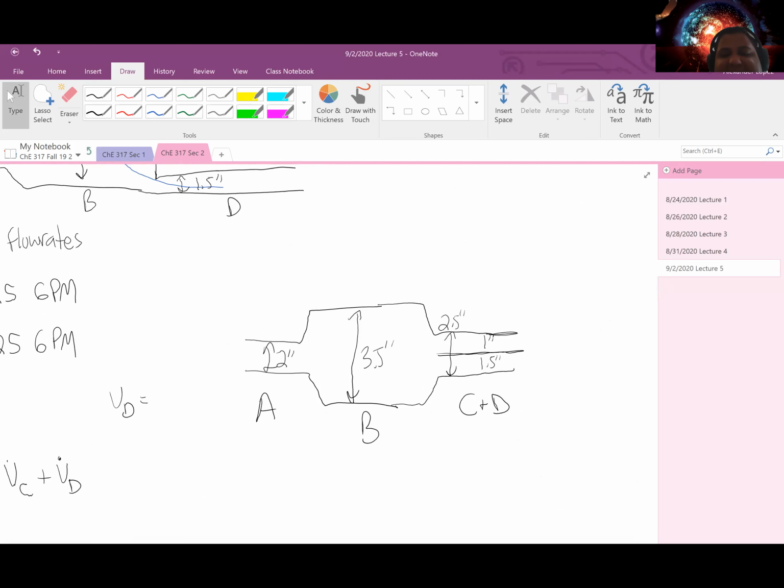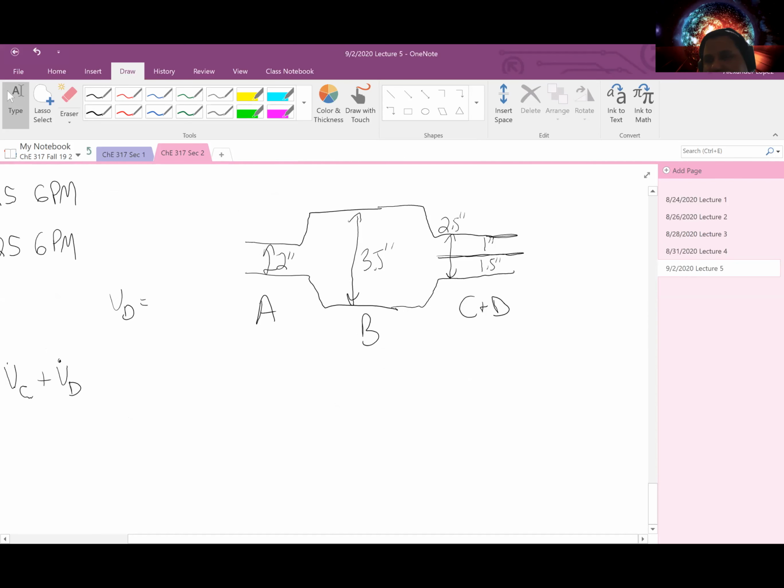And so what it really sees is a third section with a diameter of 2.5 inches, with a certain percentage of the flow going to C and a certain percentage of the flow going to D. And that percentage is based off of the relative flow areas between C and D. Does that make sense? Or is that equally confusing?